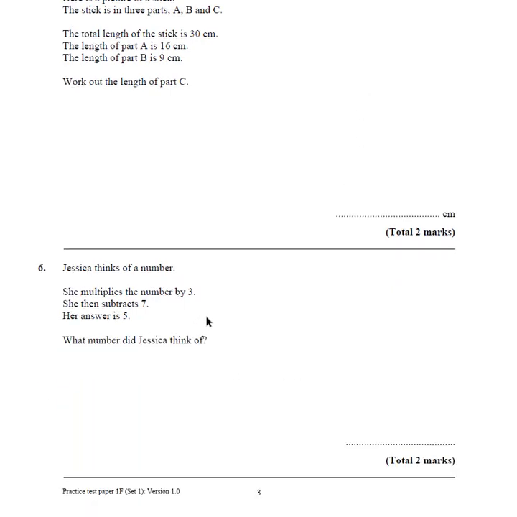Jessica thinks of a number. She multiplies a number by 3. She then subtracts 7, and her answer is 5. What number did Jessica think of? So you need to take the 5 and go backwards and reverse everything. Reverse the order and reverse the process. That should get you your number.